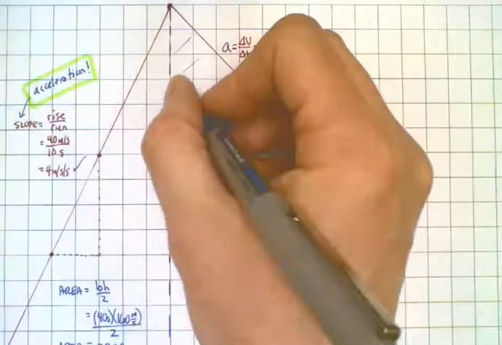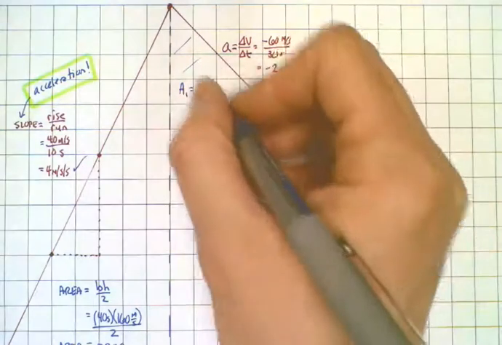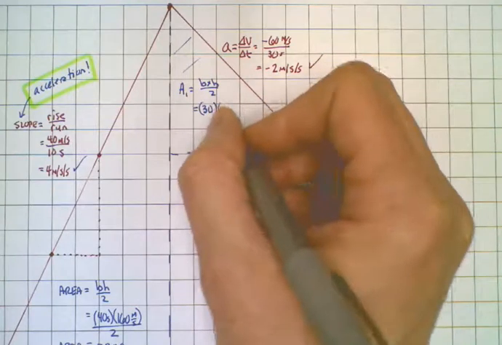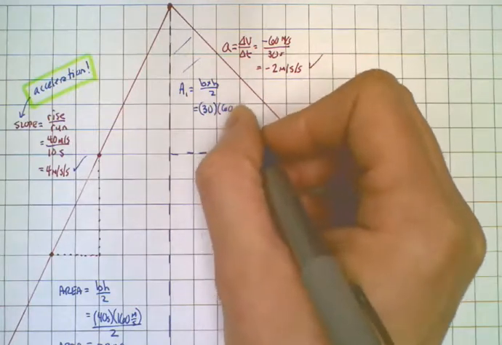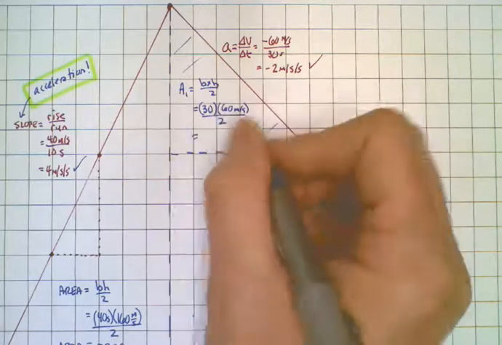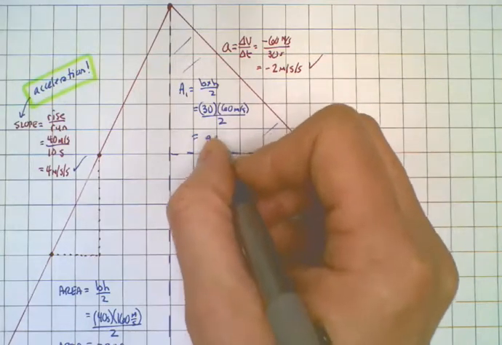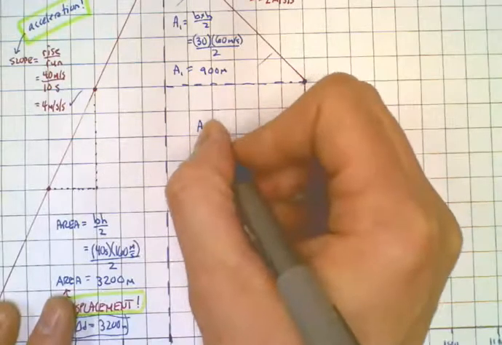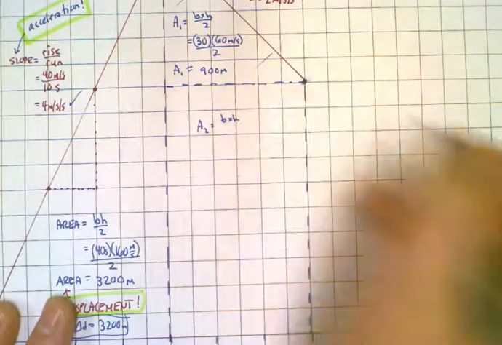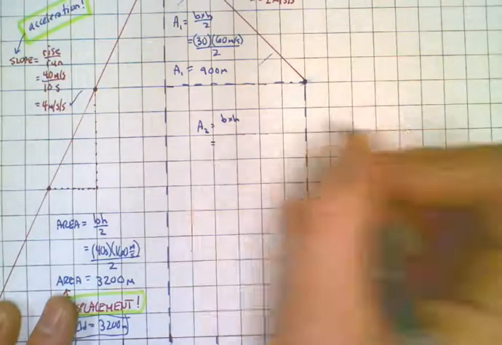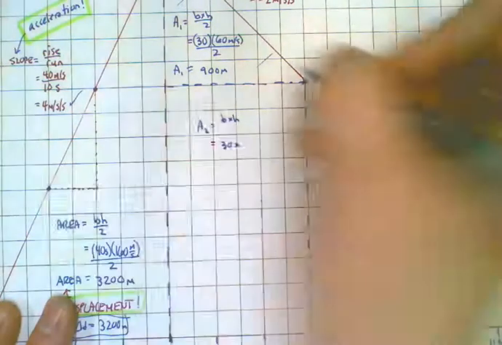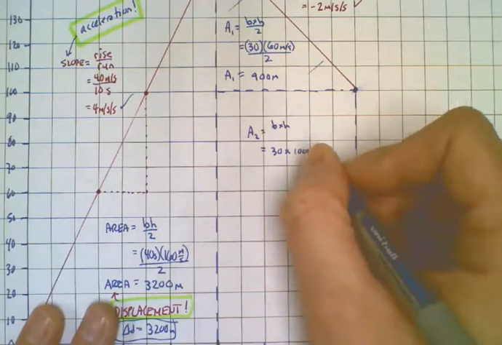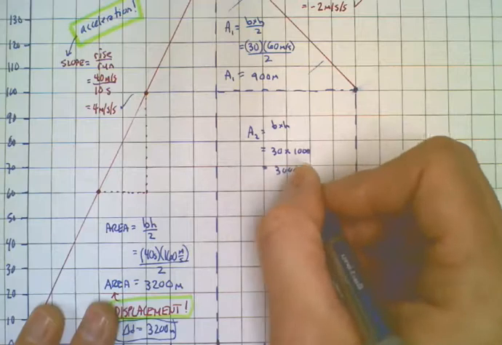So at the top, area 1 is base times height divided by 2. The base is 30 seconds times the height, which was 60 meters per second, divided by 2. 1800 divided by 2 is 900 meters. So that's area 1. Area 2, base times height, that's it. It's just length times width, base times height. We've got 30 times, and that's only 100. From the bottom up to here is 100. Gives me 3,000 meters.